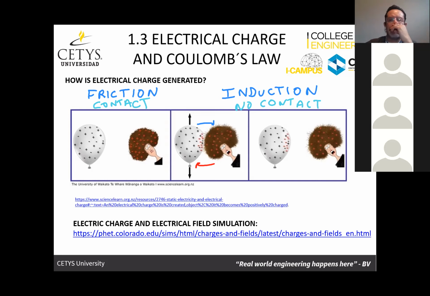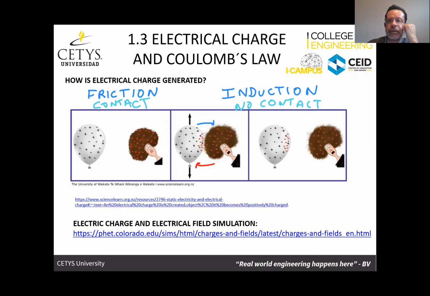It's an electromagnetic phenomenon. And so friction can generate electrical charge, or induction. Those are two examples of generating electrical charge. Nuclear phenomena can also generate electrical charge, as has been seen.